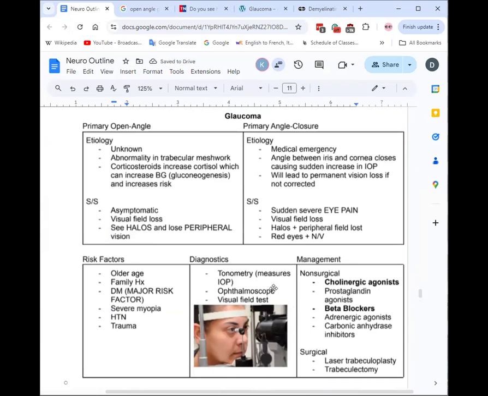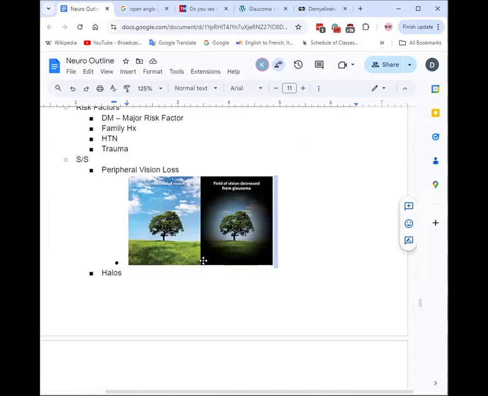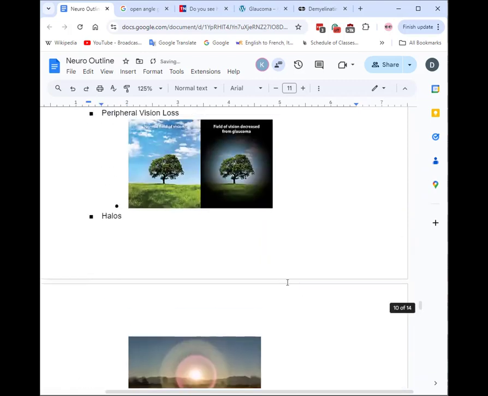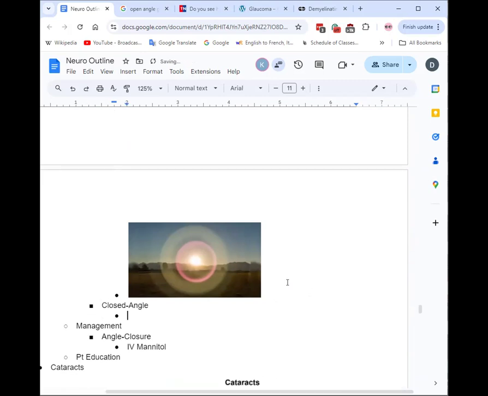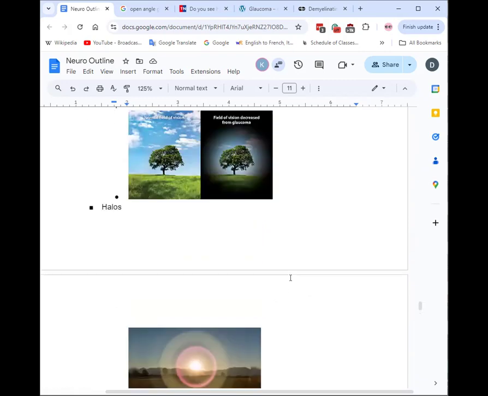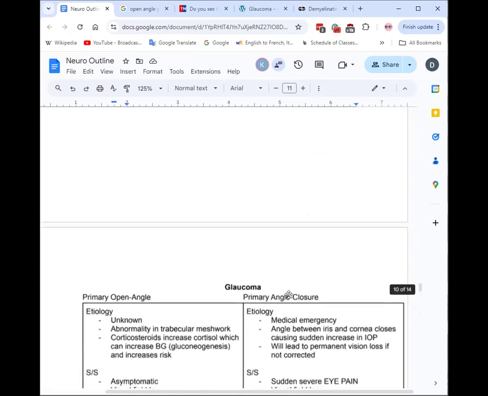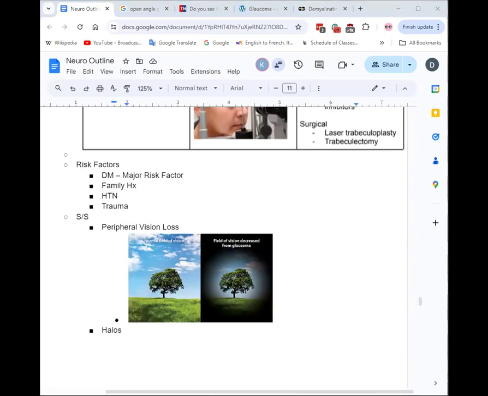One of the big things with closed angle versus open angle is that with closed angle, you will have sudden severe eye pain. Think of it like your eye having a heart attack, an eye version of a heart attack. Remember that it's complete closure of, where did that picture go? I took that picture away because I said we didn't need it, but we're going to use it again as a reference.